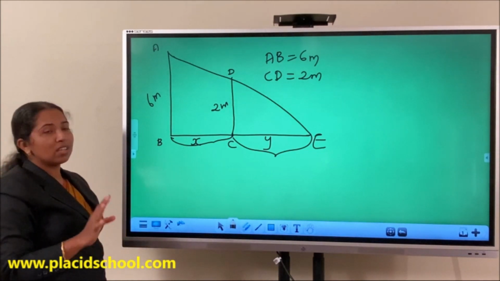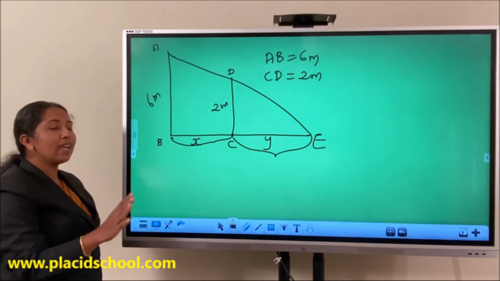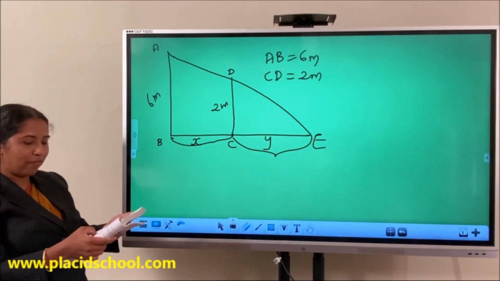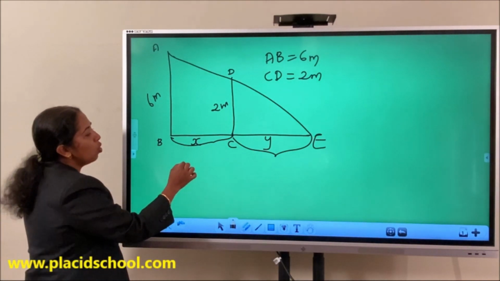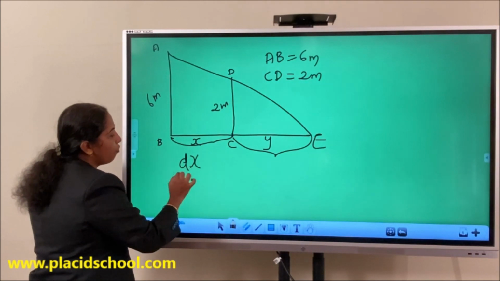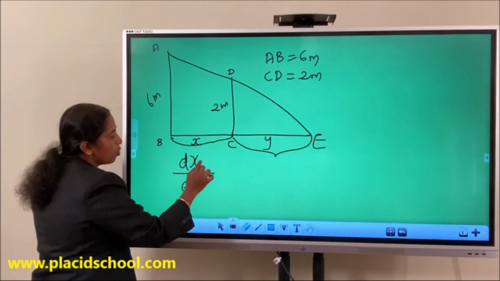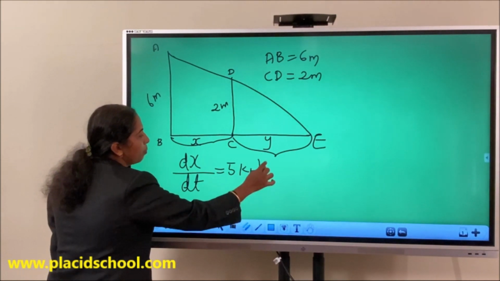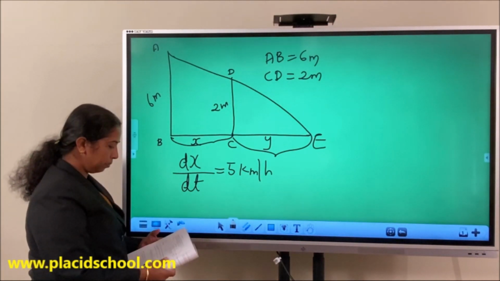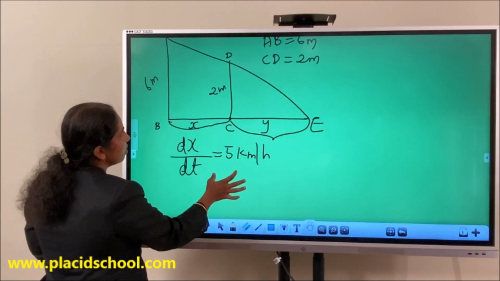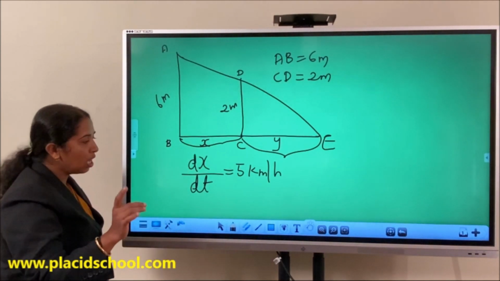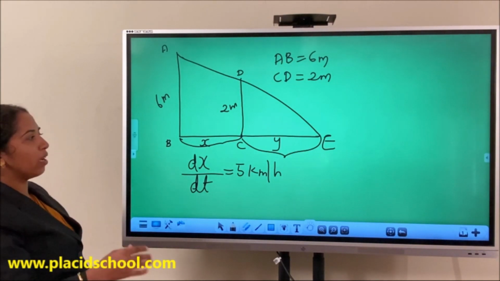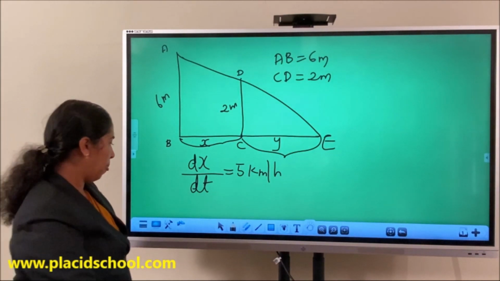Now in the question it is mentioned that the man is walking at the rate of 5 km per hour. So the rate of change of x with respect to t is 5 km per hour. This is the information given in the question. Now we are going to apply the concept of similar triangles to continue with the question.